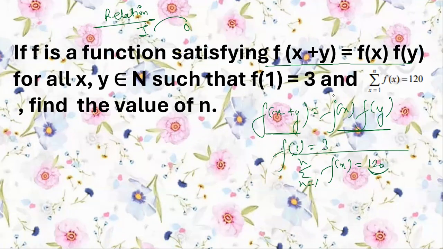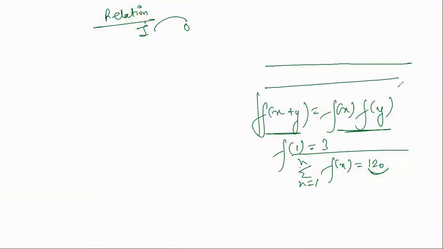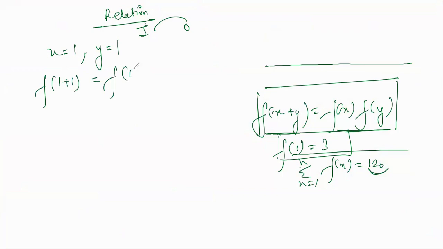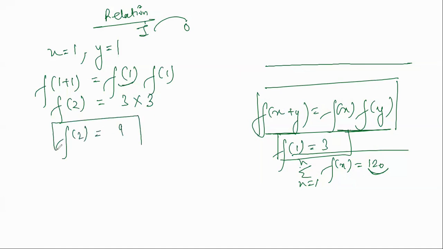So let's start with the question, everyone. We have this, which is very important, and f(1) = 3 is also given to us. When we put x as 1 and y as 1, we get f(1 + 1) = f(1) f(1). So f(2) is f(1) times f(1), which is 3 times 3, so f(2) is 9. This is the second value.